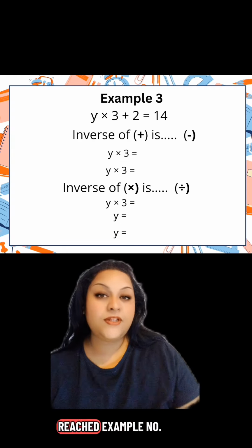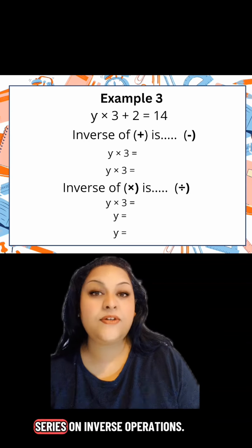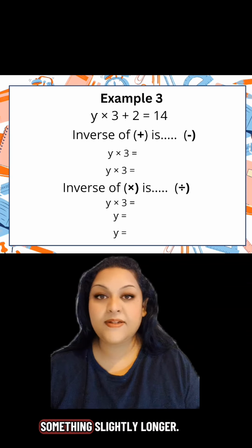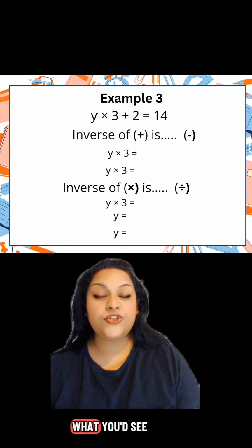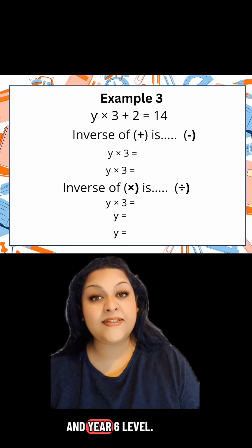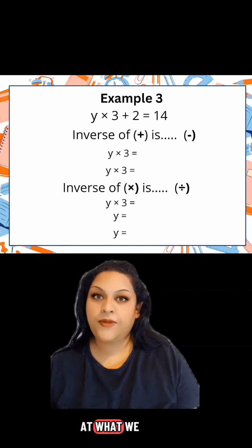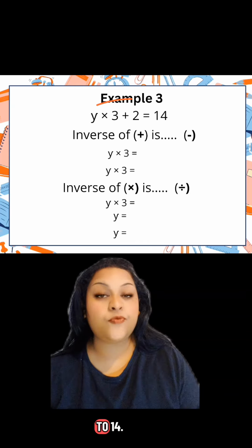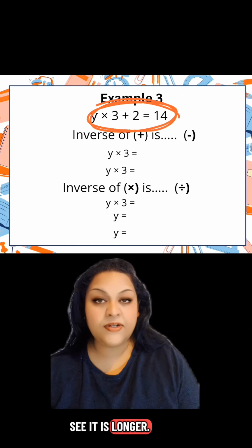We have now reached example number 3 in our series on inverse operations, and today we are looking at something slightly longer. This is normally what you'd see at year 5 and year 6 level. So let's look at what we have here. We have y times 3 plus 2 equals 14. As you can see, it is longer, as I said.